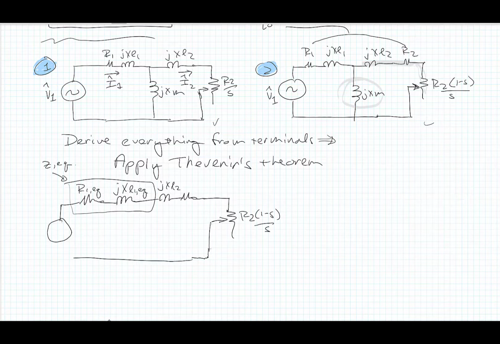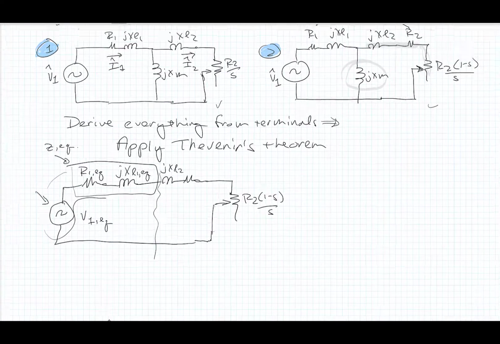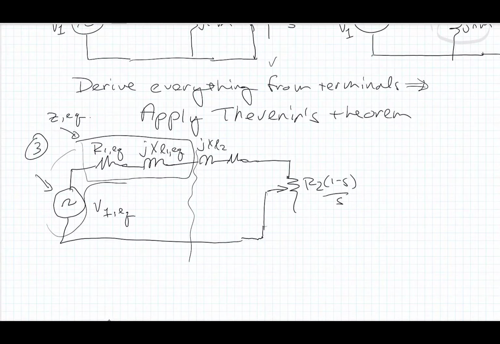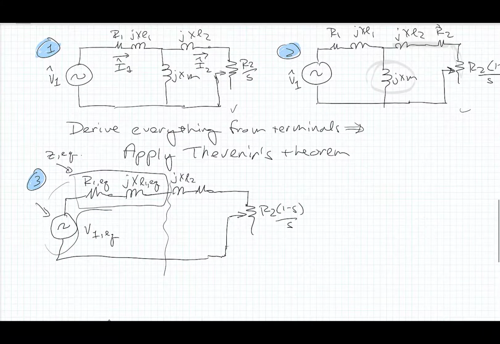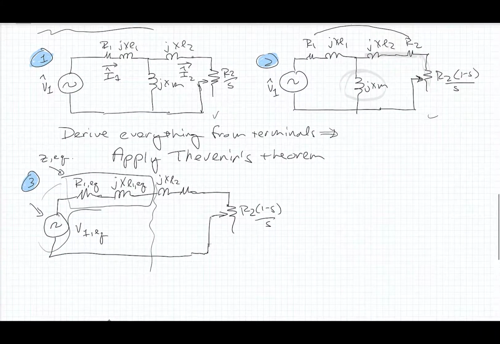And there's going to be a V1 equivalent here. So I've really converted the left-hand side of the equation to an equivalent circuit. So this is the third form of circuit. And I'm not going to go through the steps of doing the Thevenin equivalent, but just give you the formulas. But essentially, what have we really done? We've just said, let's take these things here.